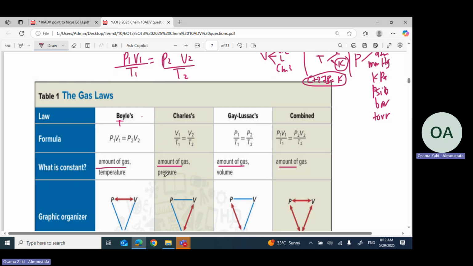In Charles's law, the pressure is constant, so we can cancel out the pressure. So the formula is V1 over T1 equals V2 over T2. Here the volume is constant, so we can cancel out the volume. So P1 over T1 equals P2 over T2. Combined gas law, all of them will be mentioned in the formula.